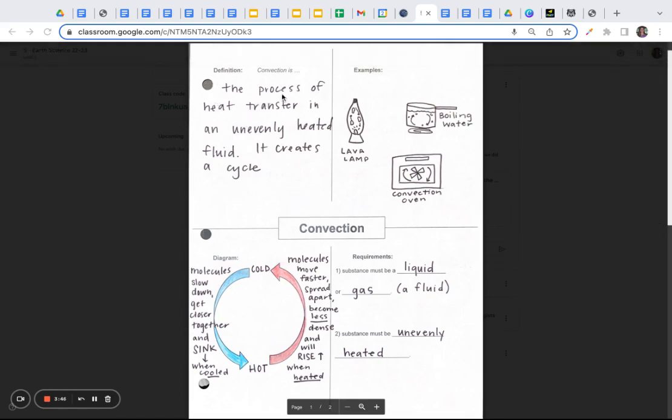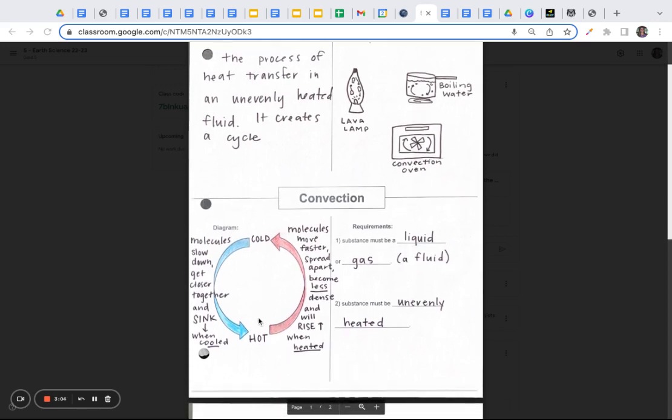This whole idea of this cycle is convection. The definition of convection is the process of heat transfer in an unevenly heated fluid. It creates a cycle. And then we talked about how a lava lamp, boiling water, and convection ovens are all examples of where heat is cycling through because you have a heat source on the bottom and it's cooler on the top. Same with the boiling water: the burner is on the bottom, the air is cooler, and it creates this cycle. We can't necessarily see the cycle because it's clear water, but it is happening. And then same in a convection oven. A convection oven has a fan to cycle the air through, which creates a more even heat.